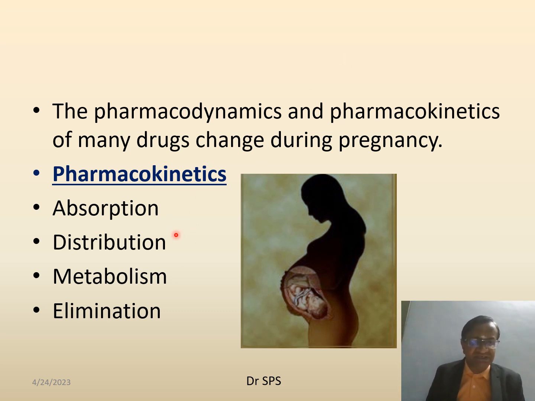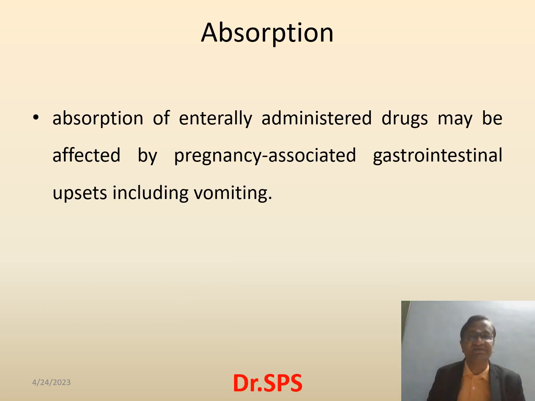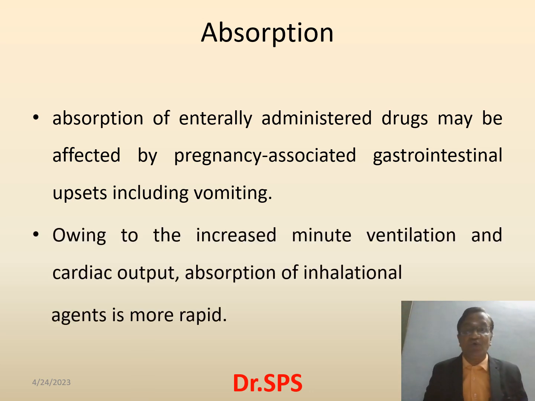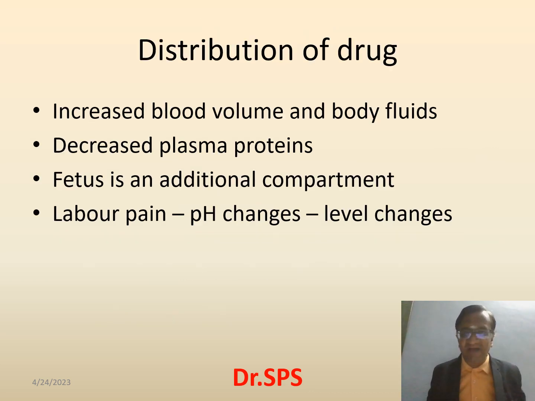Pharmacokinetics. What is this? Absorption, distribution, metabolism, and elimination. This is what we've been told for long years. Absorption of enterally administered drugs may be affected because we know the stomach is pushed like this. There may be early vomiting in the first 2-3 months. All these things make up absorption of enterally administered drugs. Enteral means through the stomach. Parenteral means other than the stomach. So enterally administered drugs may be affected by pregnancy-associated GI upsets. Owing to increased minute ventilation, as we have already told, absorption of inhalational agents may be rapid. This is what is about absorption.